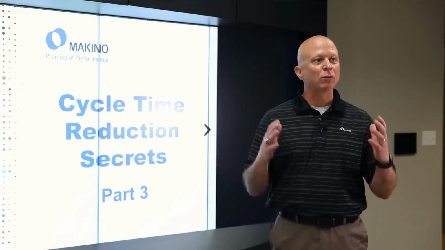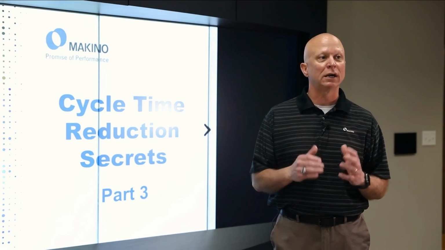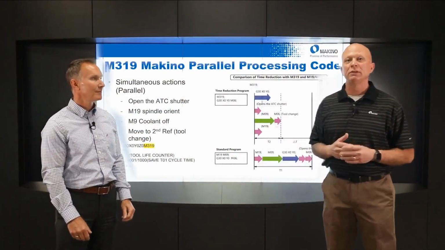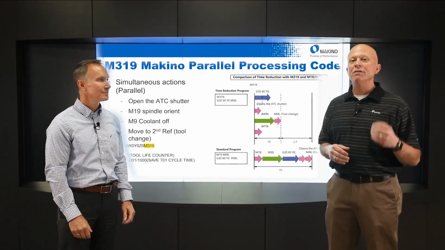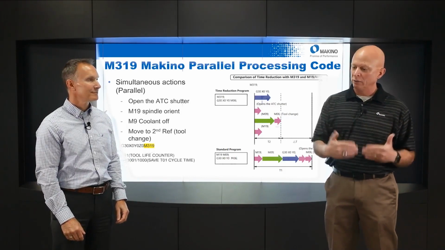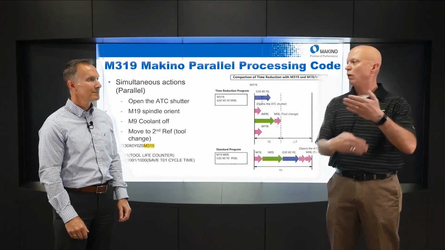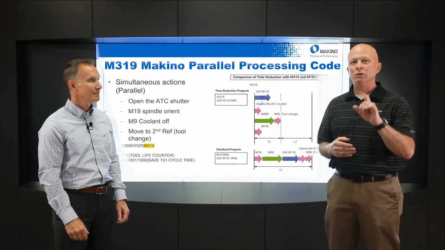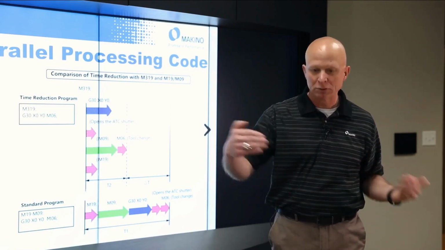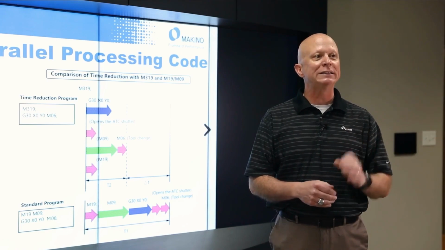So again, talking about reducing our machining cycle time and focusing on that non-cut time, I'm going to talk about a Makino specific developed M code. And this is a very powerful M code because previously we talked about taking serial process, very sequential processes, and taking them into a parallel process. This one M code takes 4 serial tasks and puts them all in parallel. Very powerful M code. It's called M319.